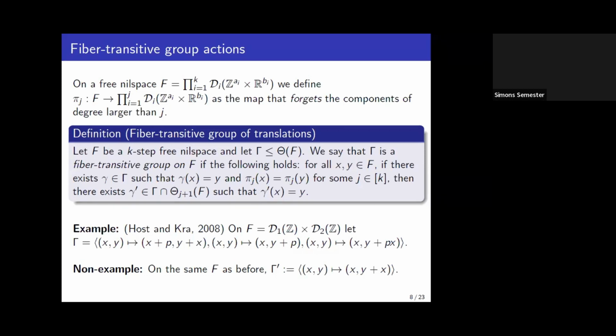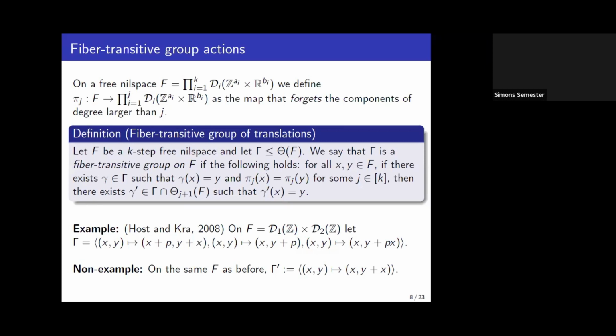It is important that this is like an existence. The group gamma need not act freely in F. And here, as this is an important part, there are two small examples. First one, you take F to be this small free nilspace, D1 of Z cross D2 of Z. You consider these translations that you can check that these are translations.